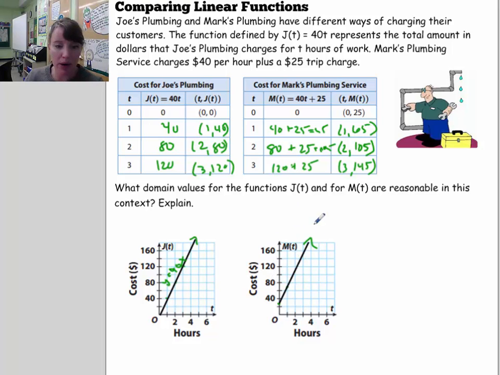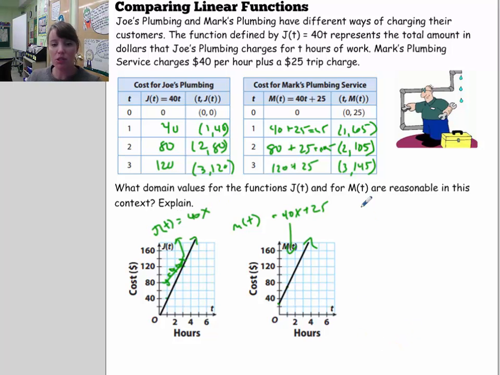It's a little difficult for me to write it, but you should write it in your notes. That's 40x plus 25, and that's M of T. And I guess I should put this as J of T. J of T is equal to 40x.